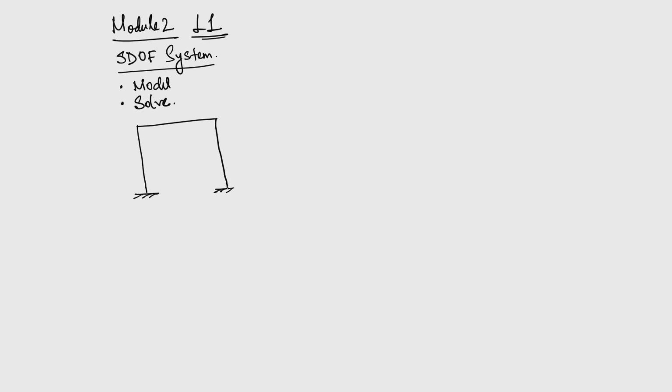So, we have a frame here as you can see. We have two columns, together they provide a lateral stiffness, and let us define that stiffness by K, and the slab which has a mass is located at the top. Now, for this system obviously we have only 1 degree of freedom. So, x of t, which is the lateral deformation in this case, is the only degree of freedom present, and let us apply a force f of t.